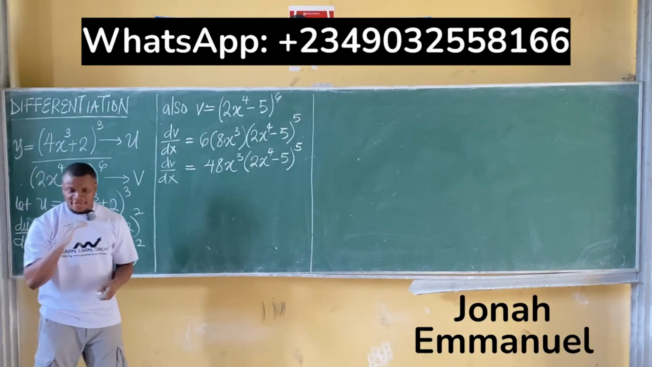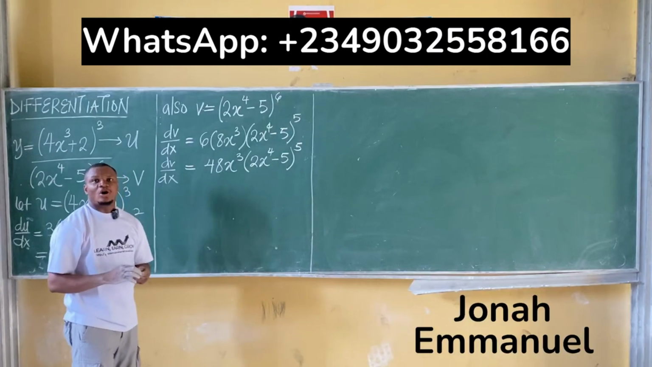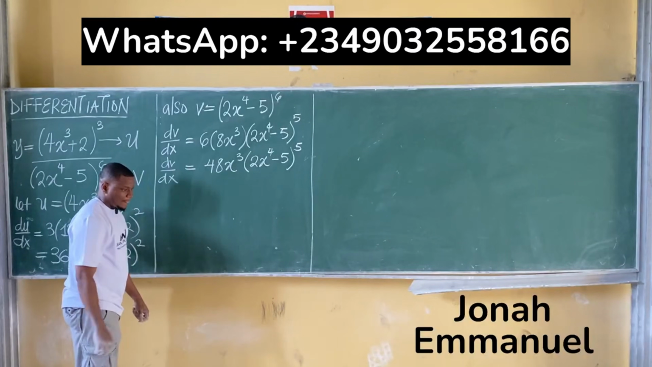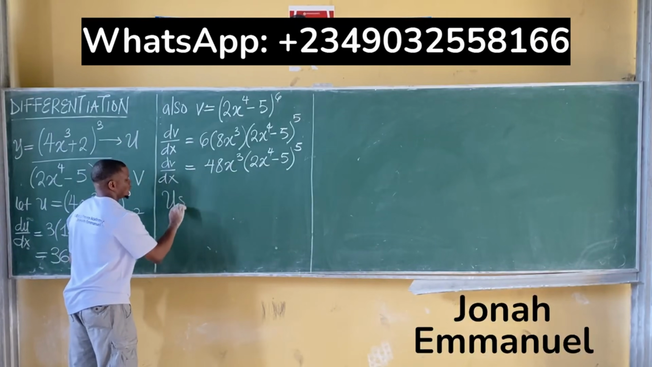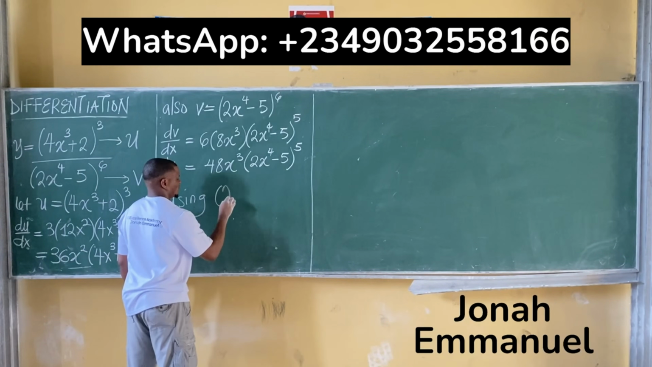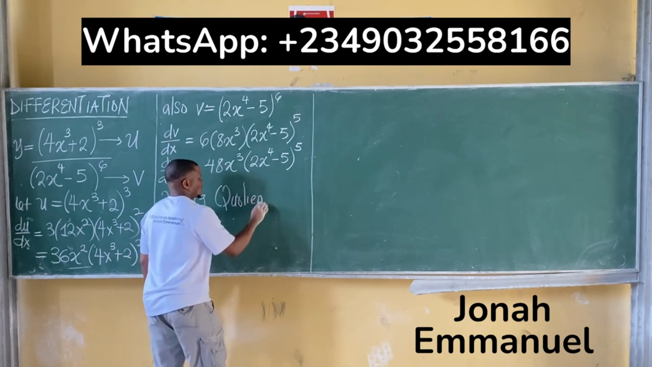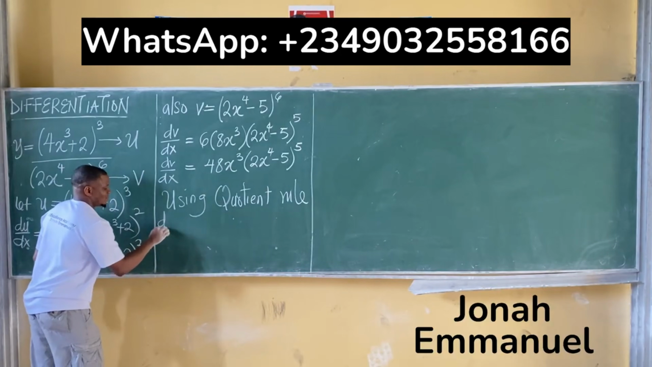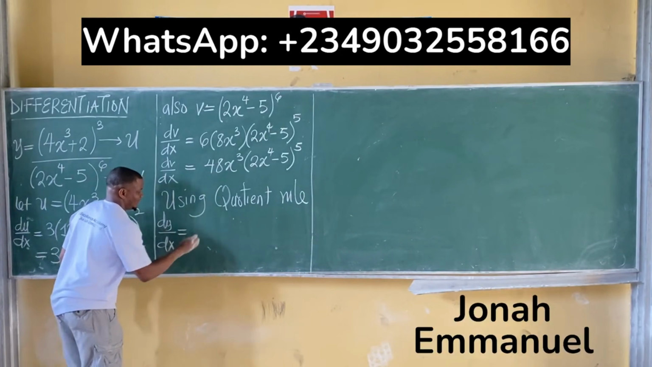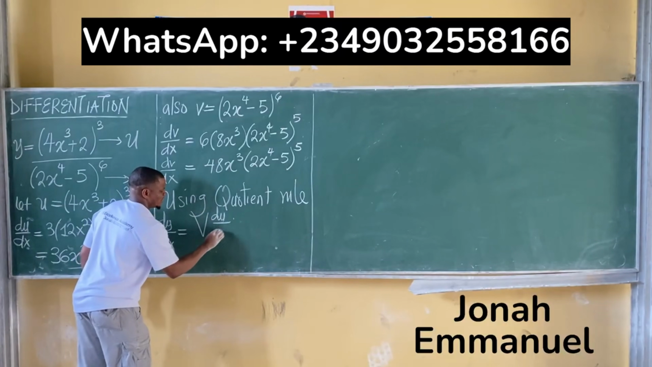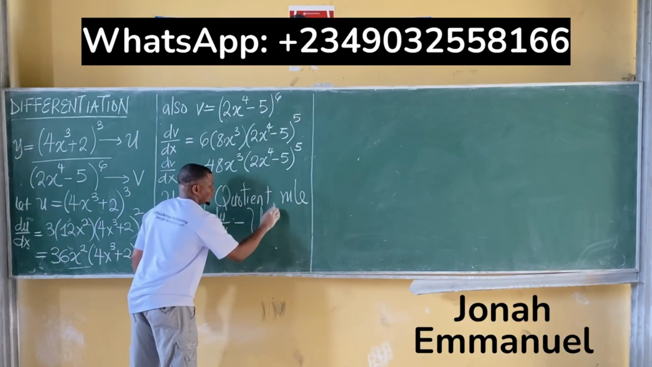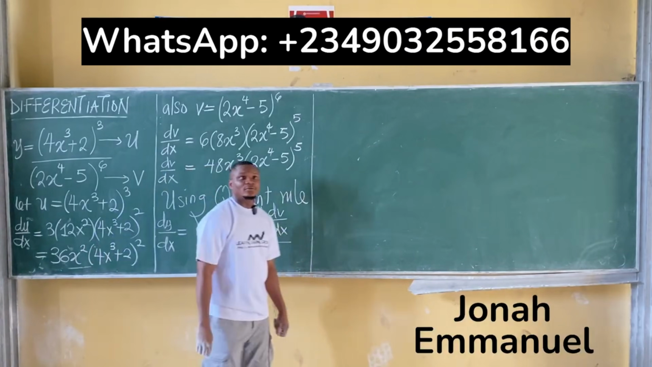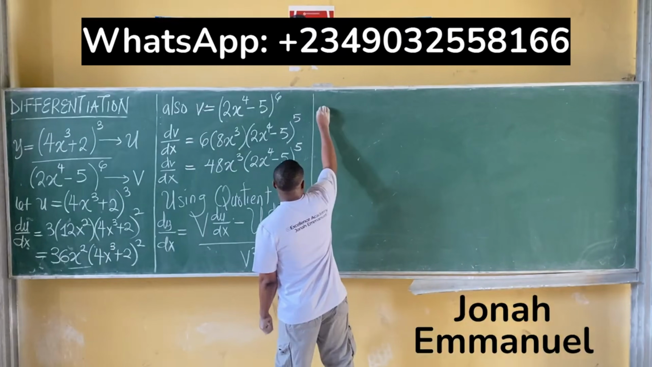We've gotten u, du/dx, we've gotten v, dv/dx. At this juncture, all we have to do is to bring in what there? The quotient rule. So using the quotient rule, we'll have that dy/dx is equal to (v du/dx minus u dv/dx) over v squared. All right, let's put in values, please.